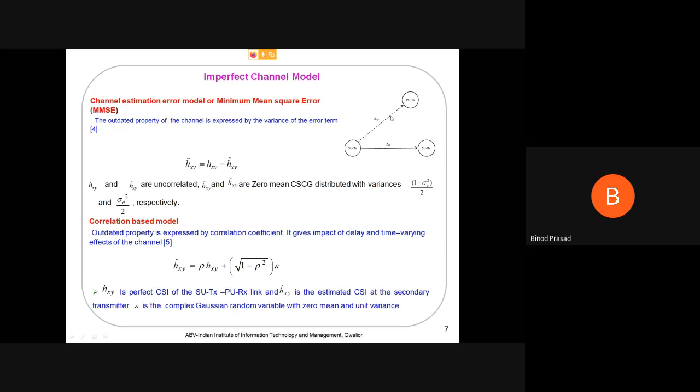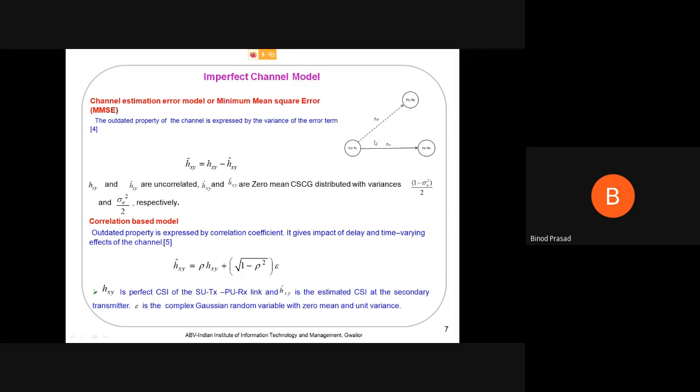So this may be outdated because at the time when it is required, the user has already moved to some place, and because of this feedback delay, it may get wrong information about this channel. And once it gets the wrong information about the channel, it can allocate powers which might not be useful, because it can produce some harmful interference at the PU receiver. Because if SU allocates its power based on the wrong, outdated information of this interfering link, it can produce harmful interference, and that is not allowed. So this scheme fails there.